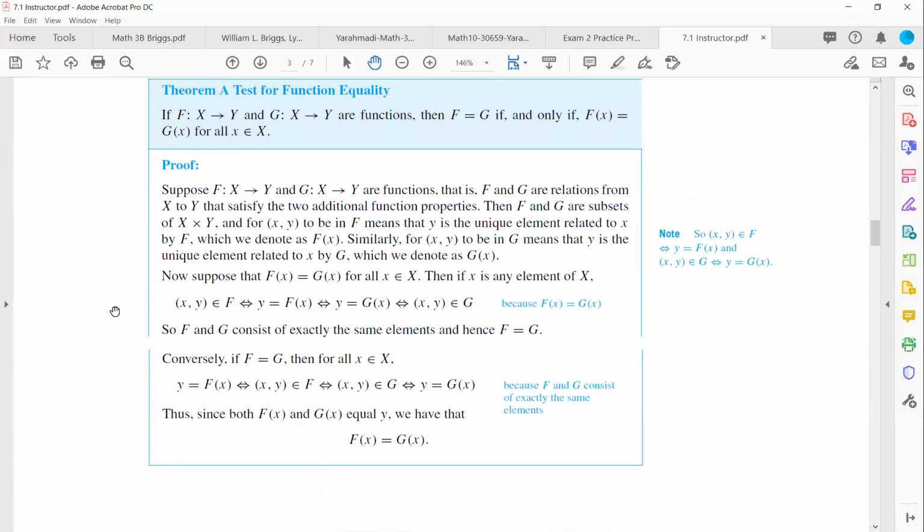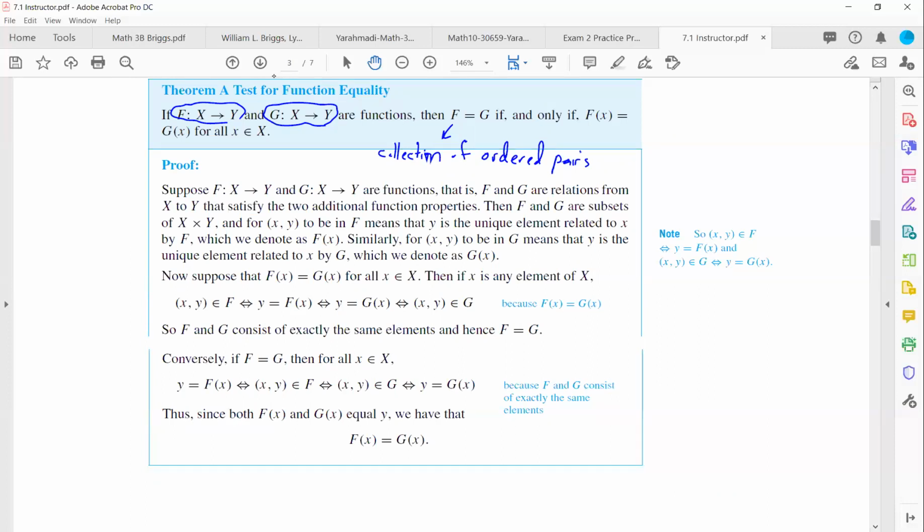Theorem: a test for function equality. Suppose you have two functions, f that maps X to Y, g that maps X to Y. Then function f as a collection of ordered pairs is equal to function g as a collection of ordered pairs if and only if f of x is equal to g of x for all x in the common domain X. Let us prove this.